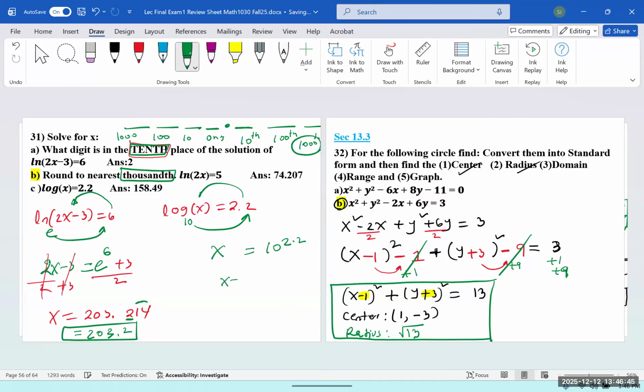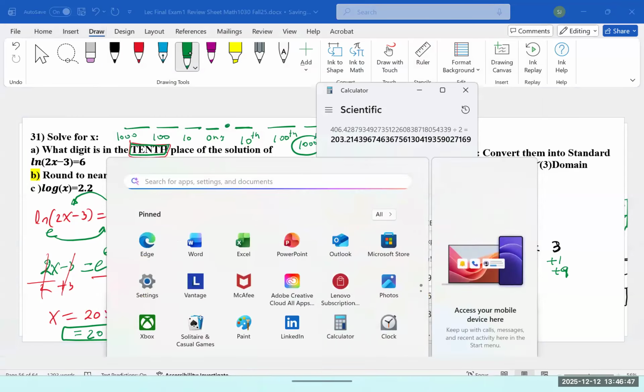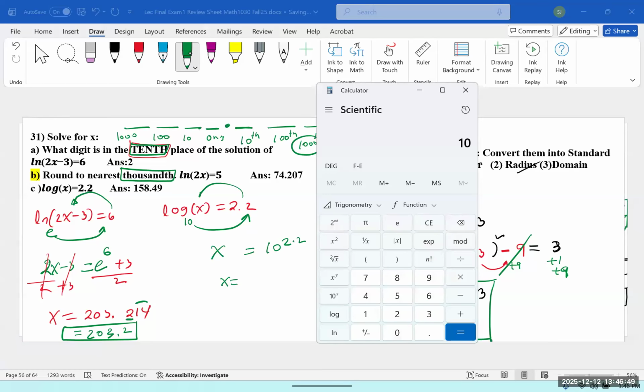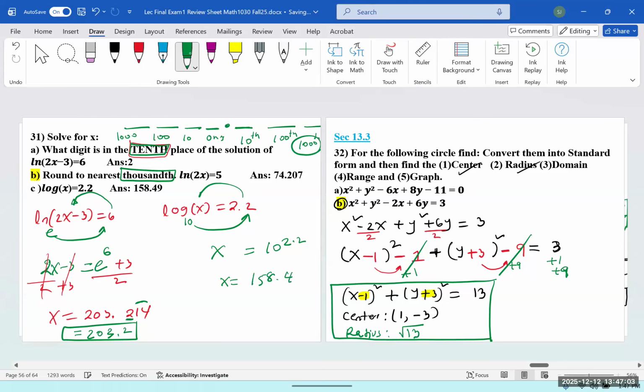So you go to the calculator and you write 10 to the power 2.2. So 10, and this is my power symbol, 2.2, 158.4893. It's asking for the 1000th place. So after the 1000th place, we have 3, which is below 5. So it doesn't change. 158.489.